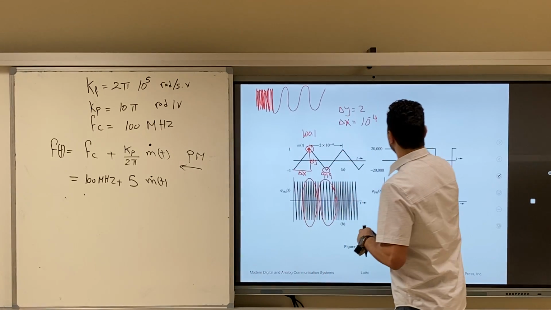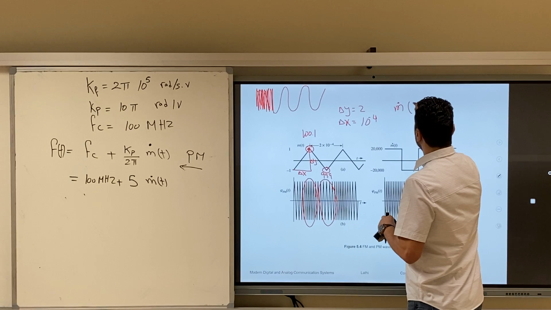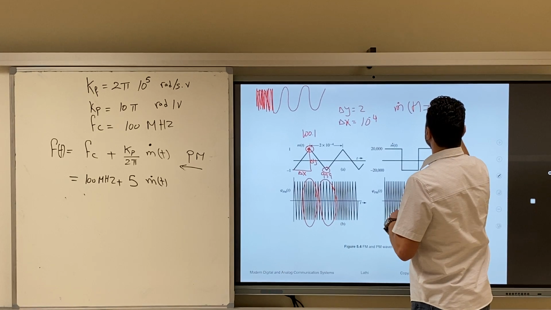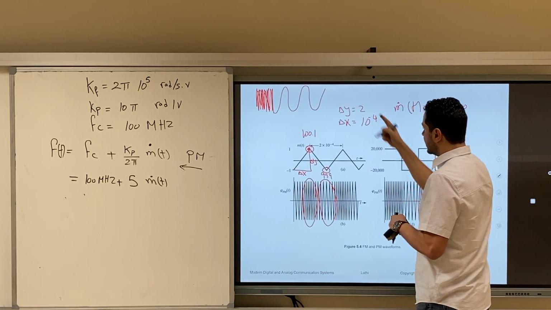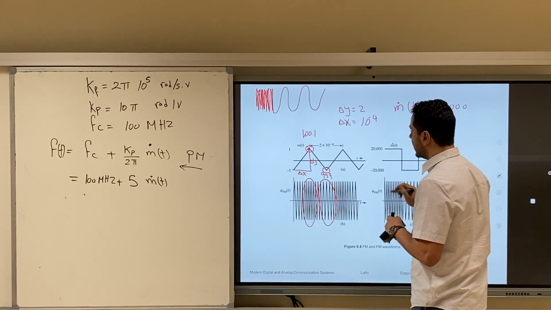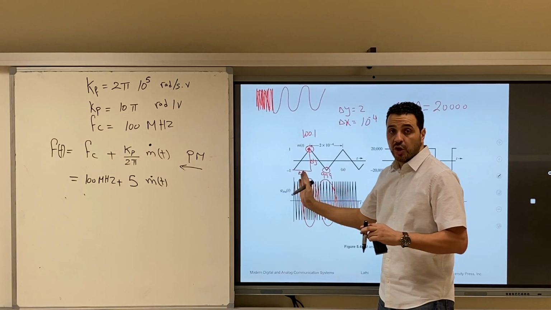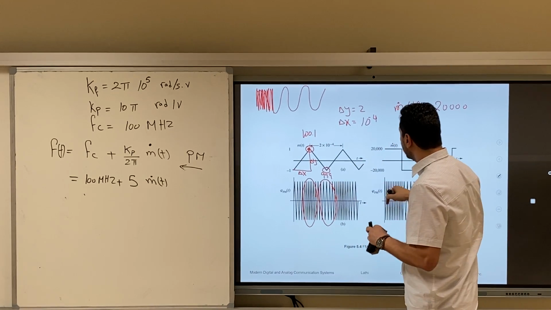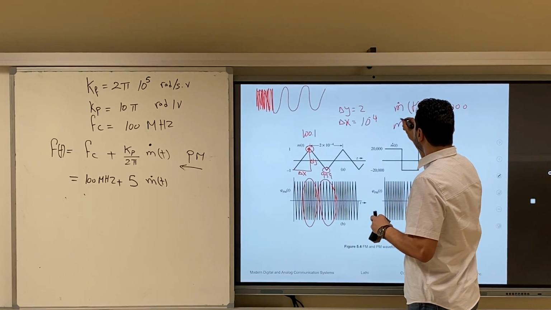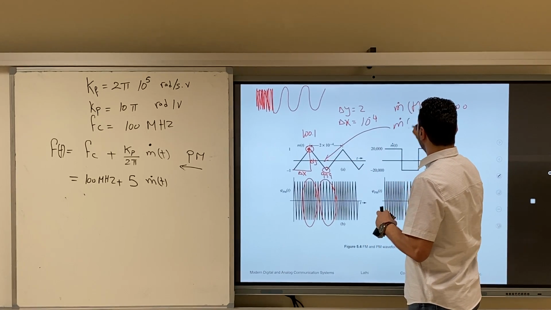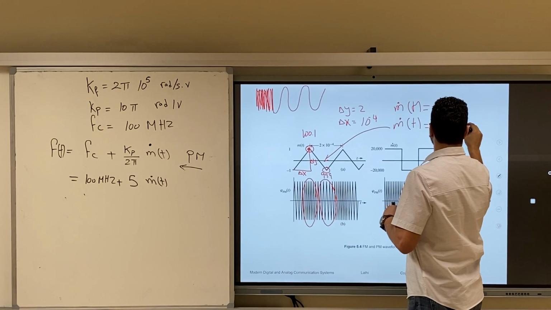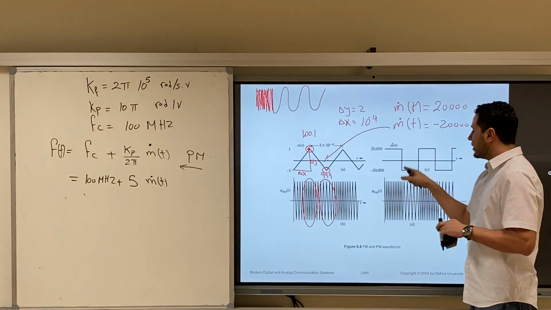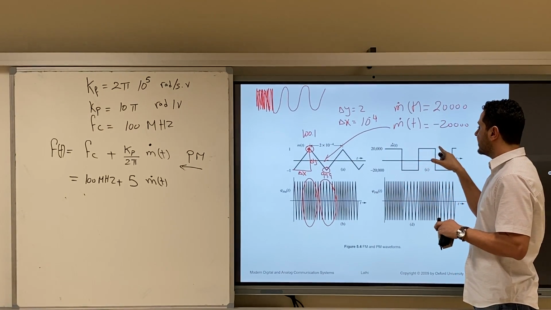So the slope here, m dot, in this region, will be delta y over delta x, so it will be 20,000. 2 divided by 10 to the power negative 4 is 20,000. This is because m of t was increasing, so the slope is positive. In the other region, where m of t is decreasing from 1 to -1, the slope will be negative 20,000. That's why if we plot m dot of t, you will find that it's either 20,000 here or negative 20,000, and then it goes back to 20,000, negative 20,000.